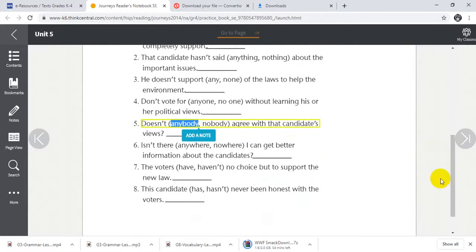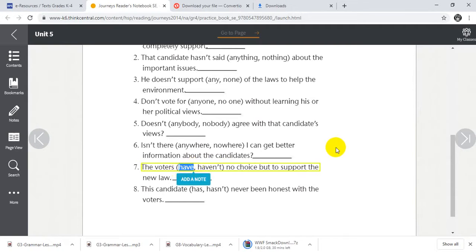Okay, number 6. Isn't there anywhere or nowhere I can get better information about the candidates? Isn't, negative, nowhere, negative. So we're going to choose anywhere, right? Yes. Anywhere is the correct answer over here. Number 7. The voters have or haven't no choice but to support the new law. Is there any negatives over here? Yes, there is, right? No choice. So we're gonna choose have, because haven't is a negative and no is a negative. We cannot do a double negative. So we're gonna choose have.